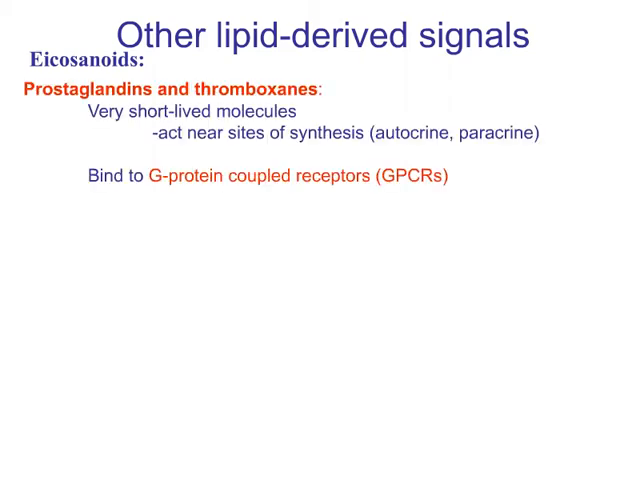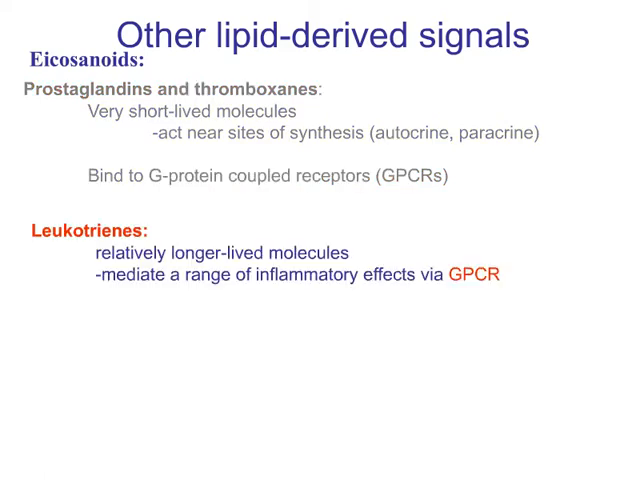Prostaglandins and thromboxanes are very short-lived molecules and act very near their sites of synthesis, so they're autocrine and paracrine signaling molecules. Prostaglandins and thromboxanes all bind to a class of receptors known as G-protein coupled receptors. Leukotrienes are relatively longer-lived molecules compared to prostaglandins and thromboxanes. They primarily mediate the recruitment of neutrophils to sites of inflammation.